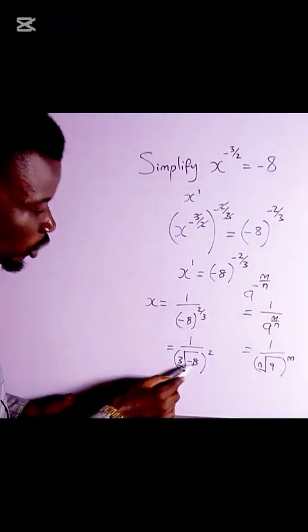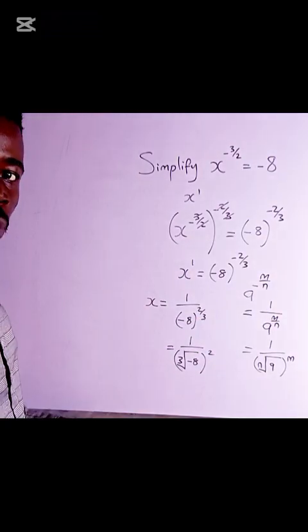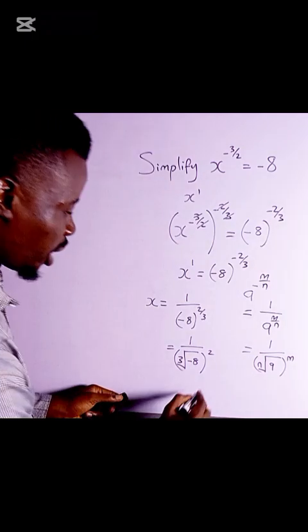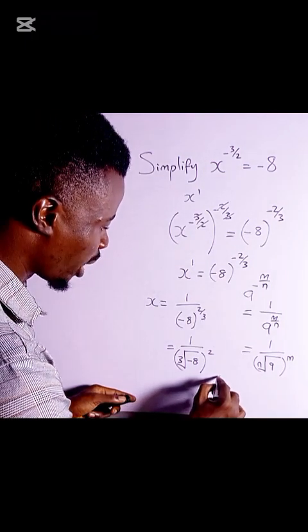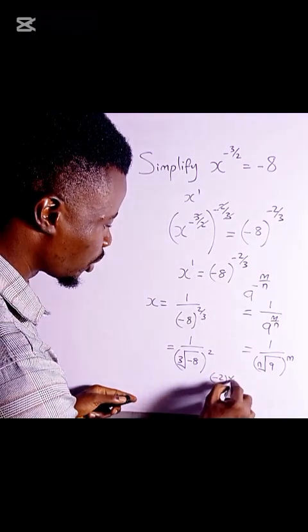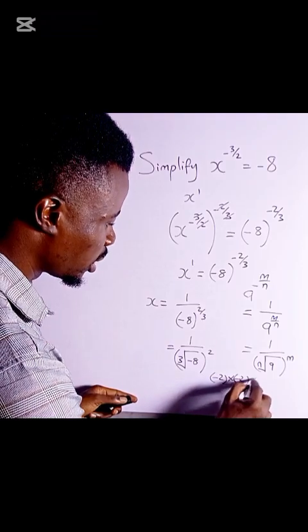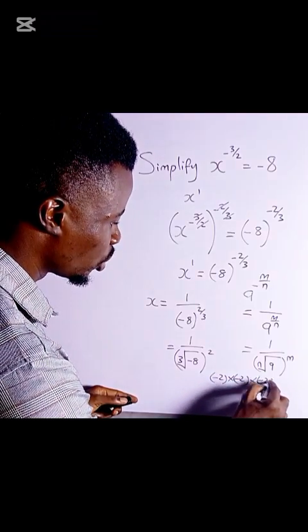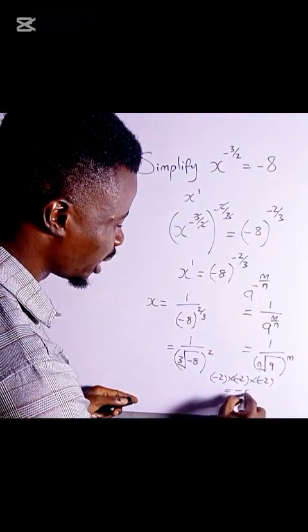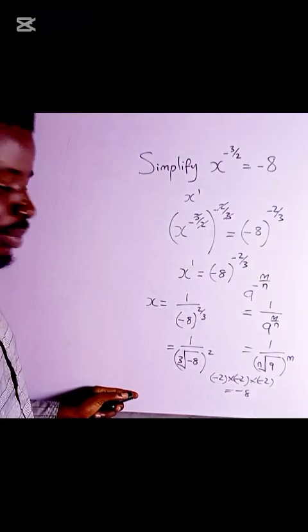Now what's the cube root of minus 8? What number will you multiply 3 times to give you minus 8? You can see it is minus 2. Minus 2 times minus 2 times minus 2 will give you what? Minus 8. So the cube root of minus 8 is minus 2.